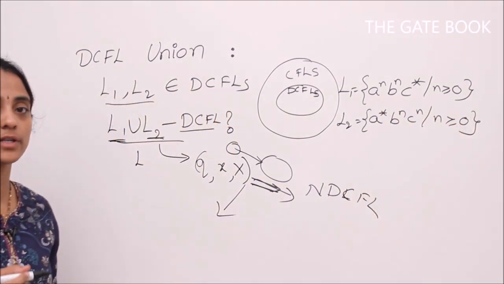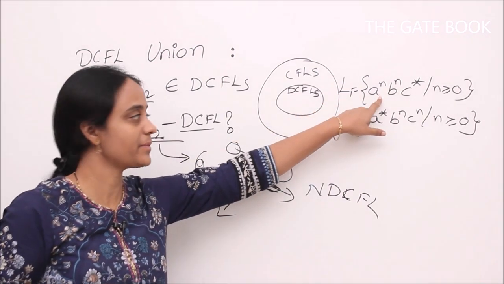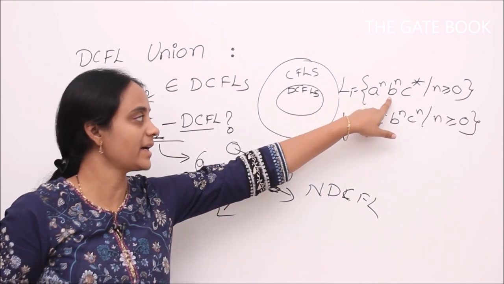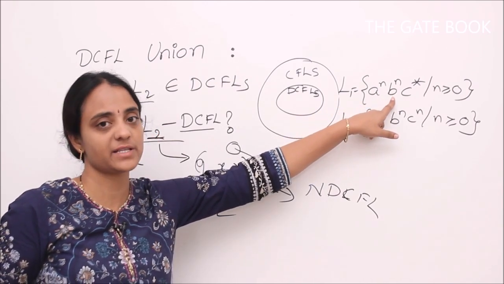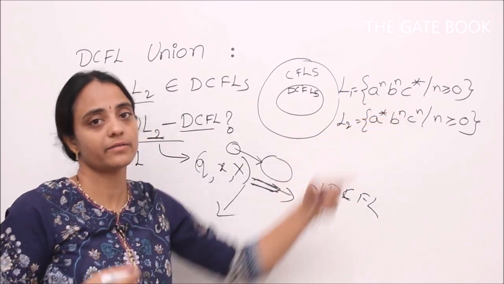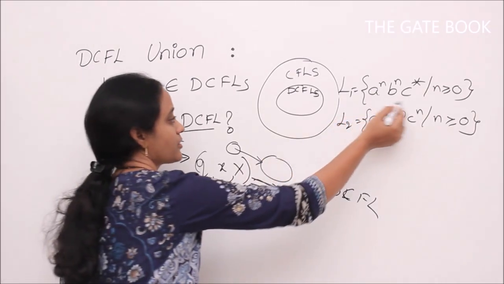Now union. Here this is a DCFL because I push all the A's, and for every B I pop A. If by the time I completely read the B's there are no A's in the stack, then I change the state and see whether there are any C's, and I just loop on that. After that I go to a final state.